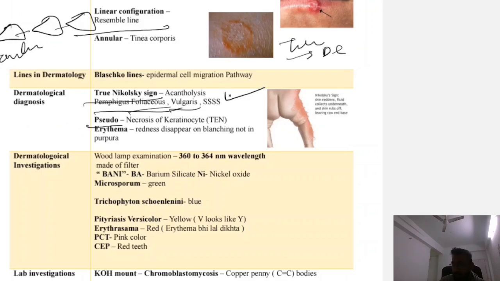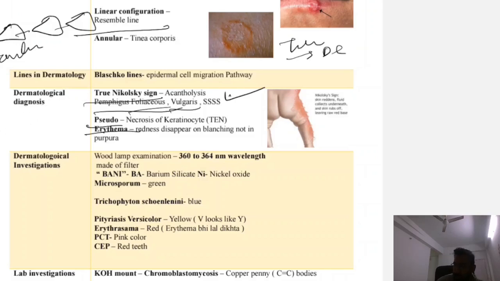Okay. Next is pseudo-Nikolsky sign. Because we have understood that acantholysis leads to true Nikolsky sign, because acantholysis leads to separation of keratinocytes, and pseudo-Nikolsky sign is due to necrosis of keratinocytes. So because of necrosis of keratinocytes, it leads to pseudo-Nikolsky sign.